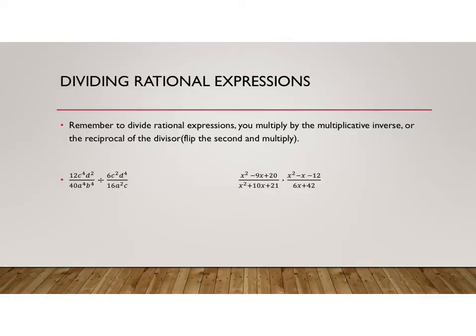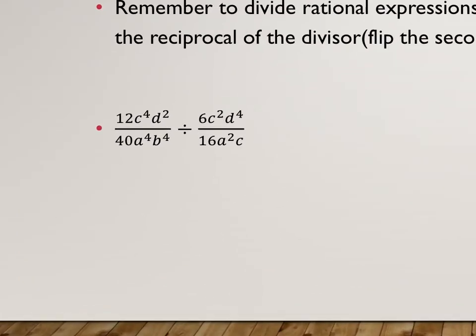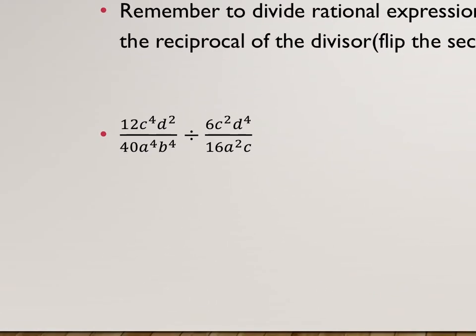All right, so dividing rational expressions, remember you multiply by the multiplicative inverse, which is also the reciprocal of the divisor, which also means you flip the second and you multiply. So remember in this example, we're going to flip the second, so I'm going to have 12 c to the 4th, d to the 2nd, over 40, a to the 4th, b to the 4th, times.